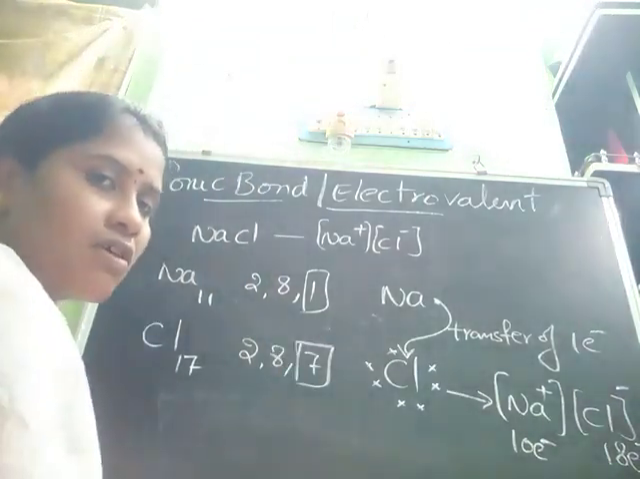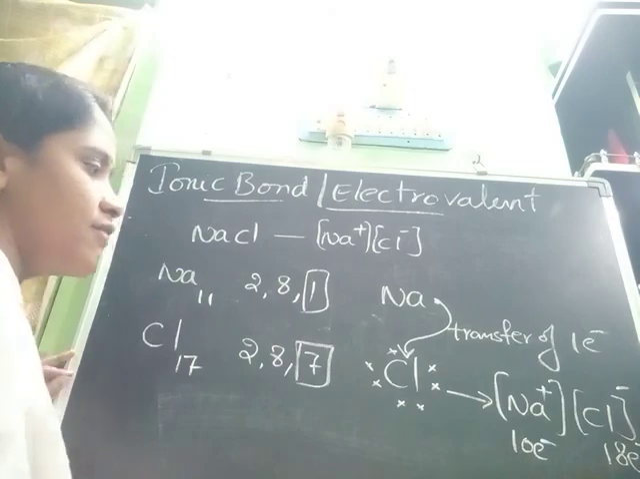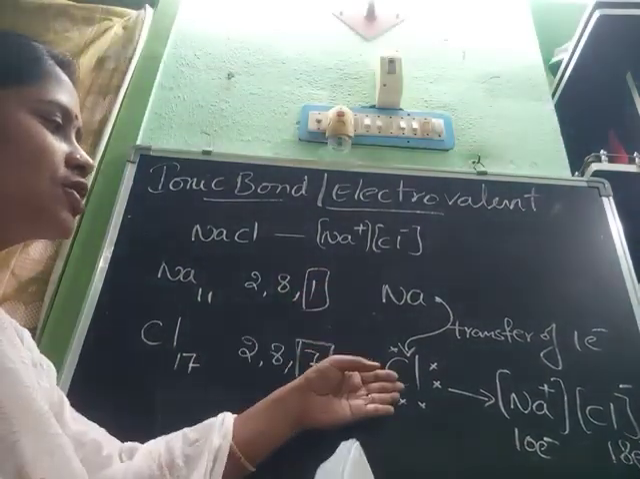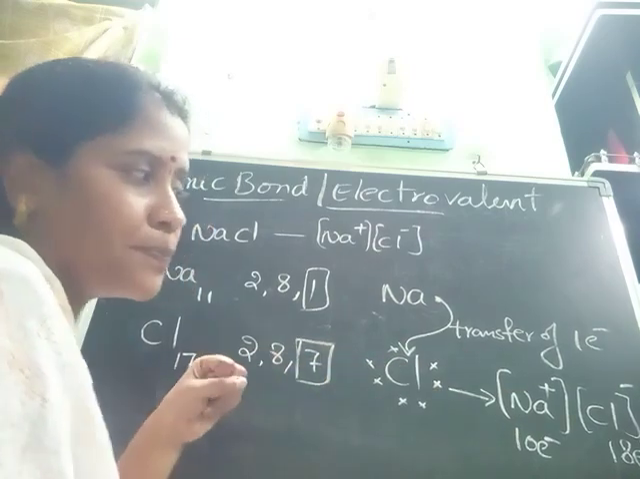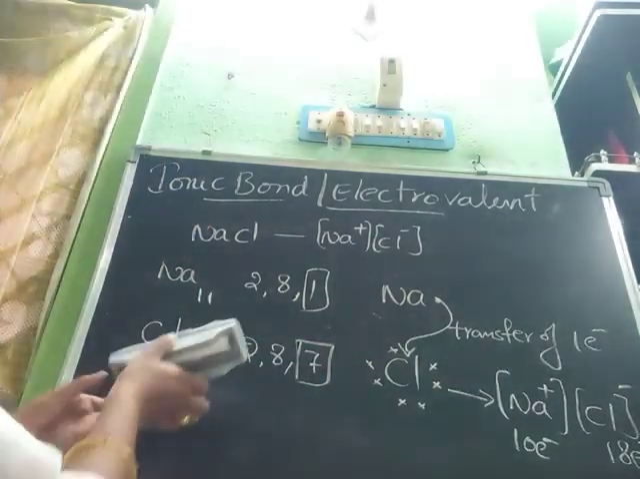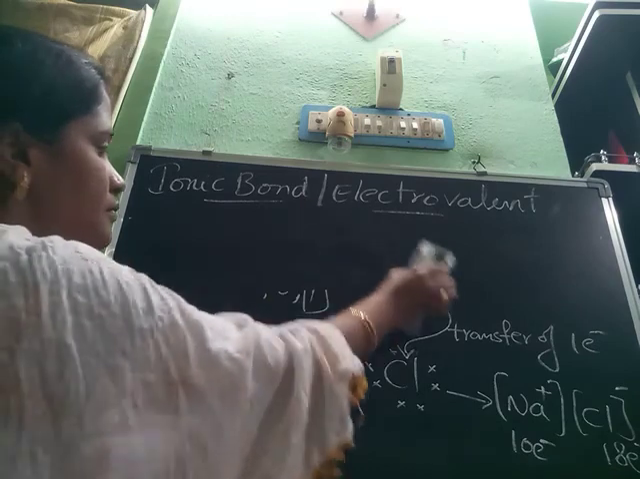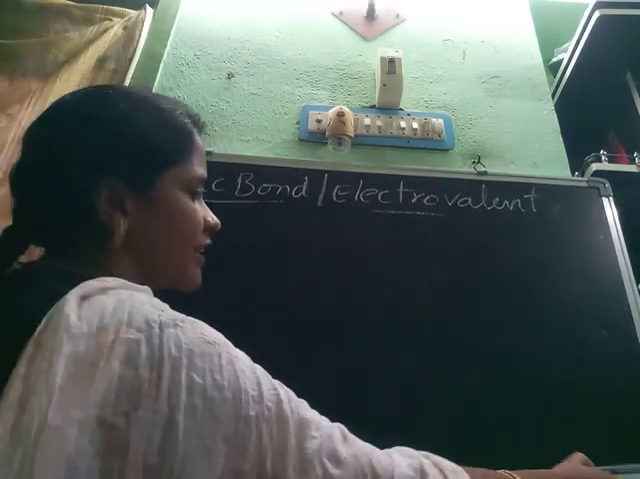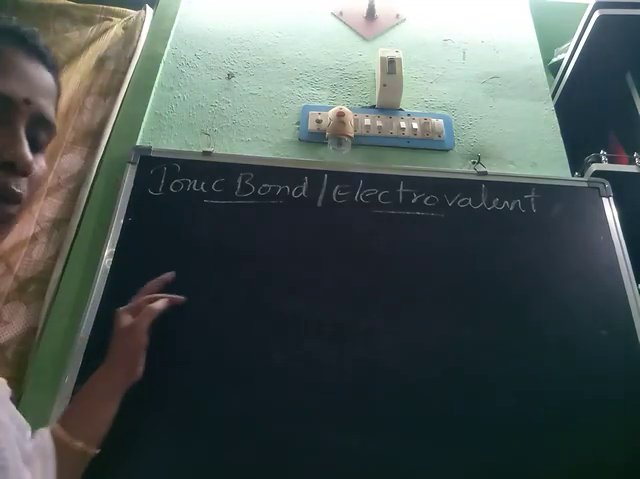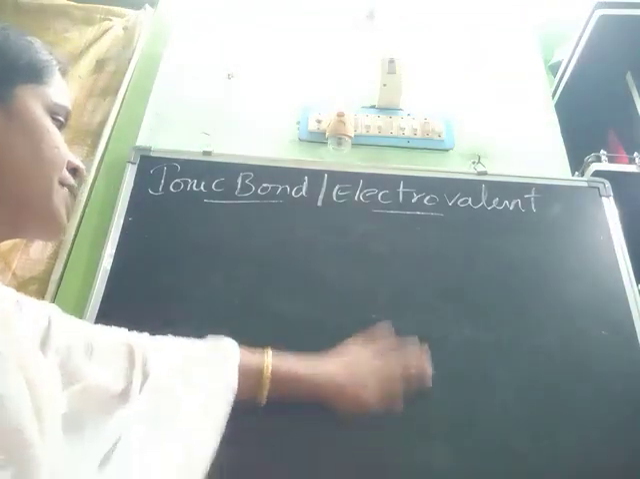By transfer of electrons from sodium to chlorine, it contains oppositely charged ions, positive and negative. A strong electrostatic force of attraction is present between the two oppositely charged ions.